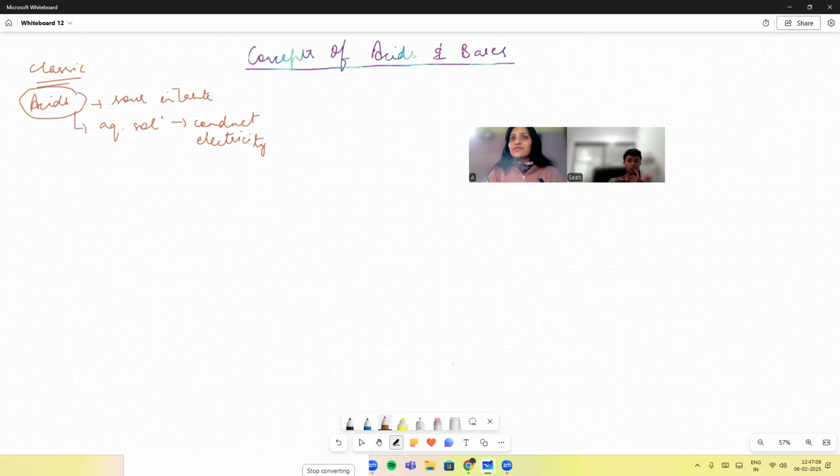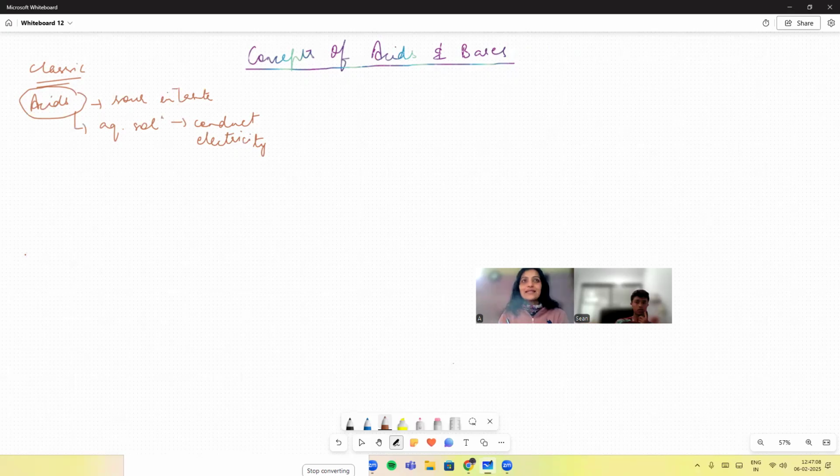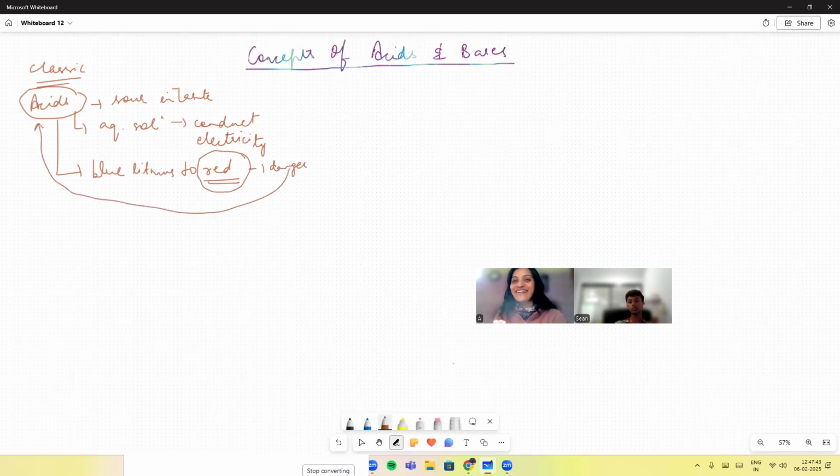Then the next thing is that acids turn blue litmus red, if I am not wrong, right? Yes, John? When we were young, this was very confusing for a young student: blue to red or red to blue? So what our teachers told us is that red means danger, and acids are also dangerous.